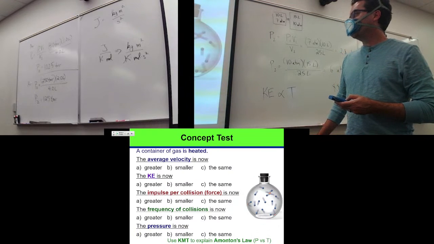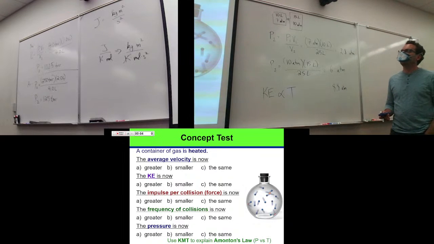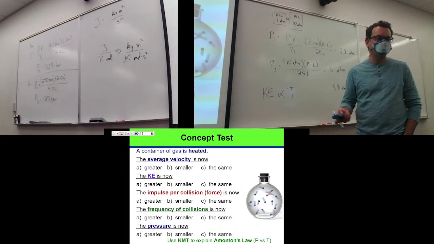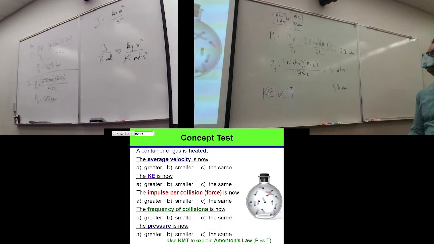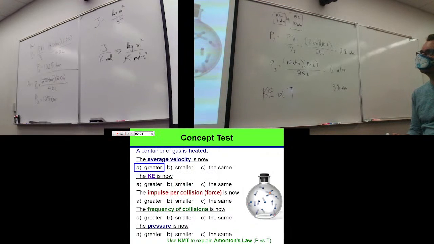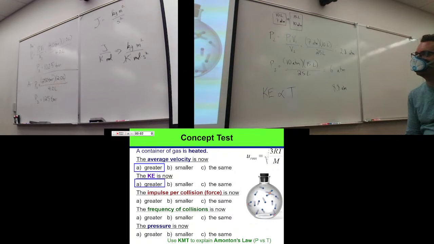All right. What about this? I've got a container of gas. It's heated. The average velocity is greater, smaller, or the same than it was before? Okay. Everybody got that right? Yes, it is greater. What about the kinetic energy? All right, excellent. Kinetic energy is now greater. What about the force per collision?